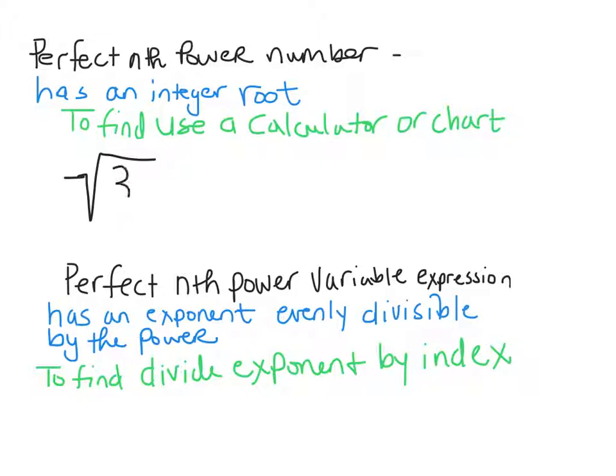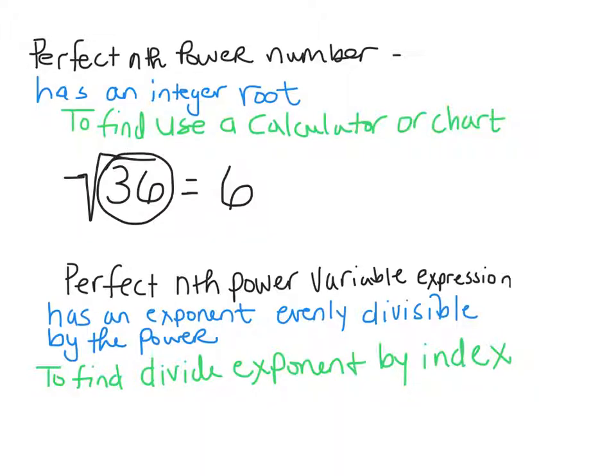of 36. Well, I know that 36, from my knowledge of multiplication, or I can look at a chart, or I can use the calculator, I know that 36 is a perfect square. So 36 is a perfect square because it has an integer square root. If I take 6 and multiply 6 by itself, I get 36. So the square root of that is 6. So 36 is the perfect square.